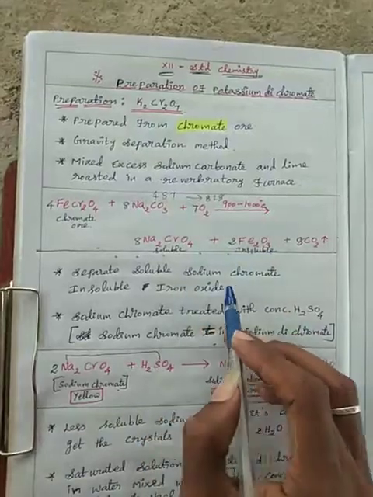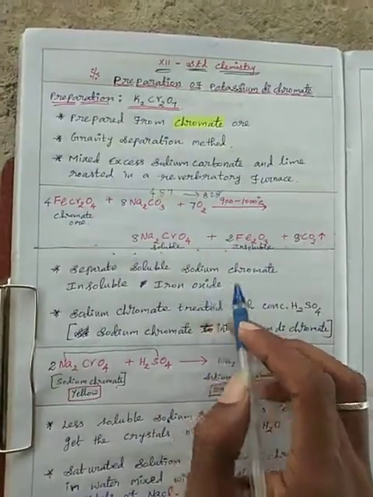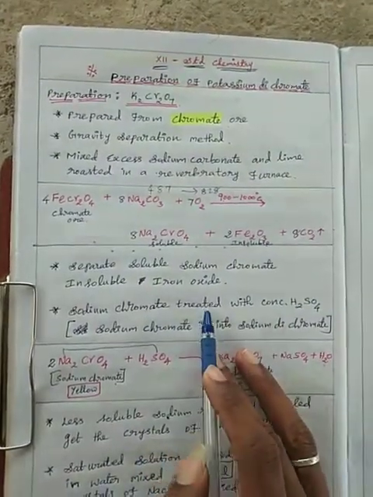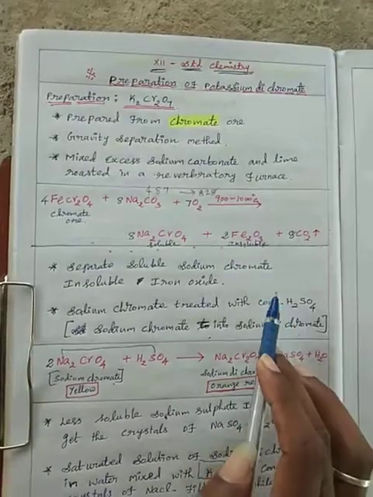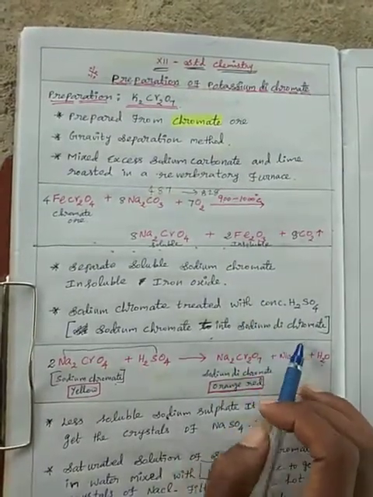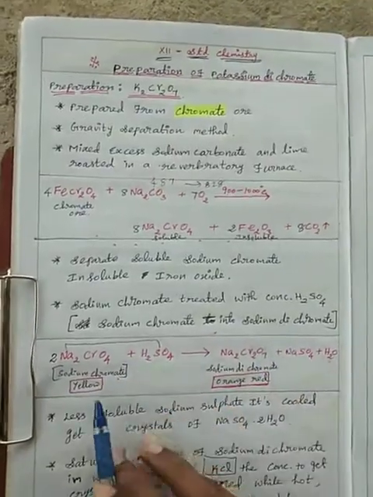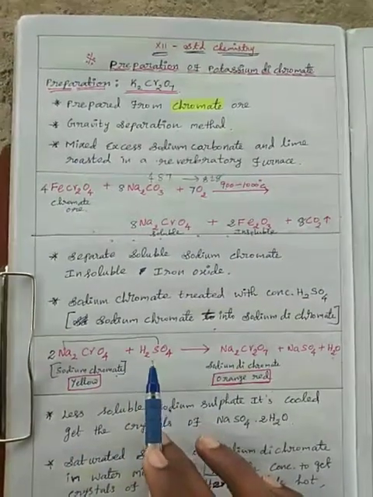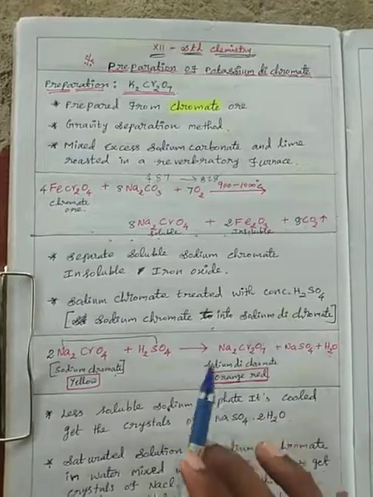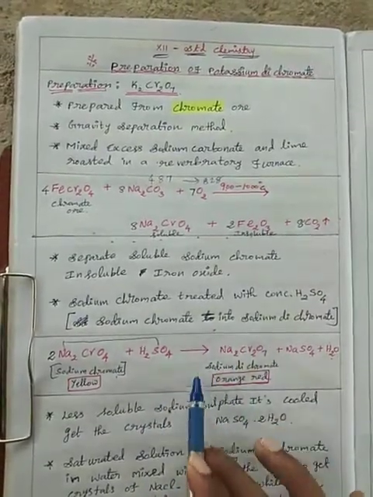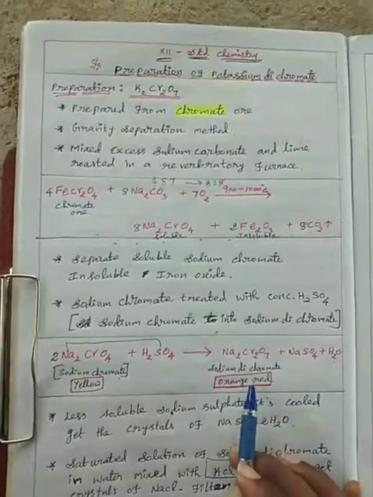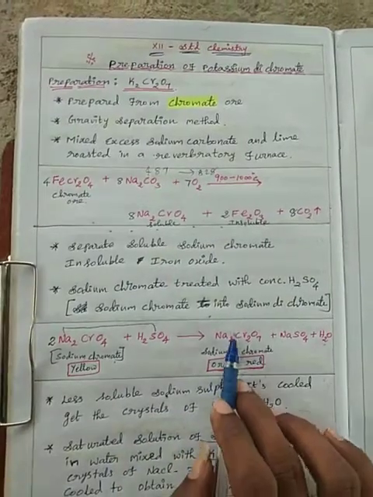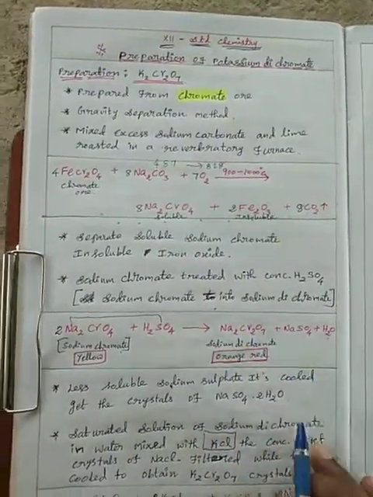The insoluble iron oxide is separated from the soluble sodium chromate. The soluble sodium chromate is treated with concentrated sulfuric acid to form sodium dichromate. 2 moles of sodium chromate are treated with sulfuric acid, sodium sulfate is removed, and it gives two products: sodium dichromate, changing from yellow to orange red, and sodium sulfate crystals.